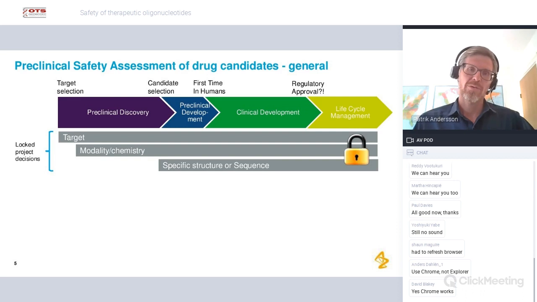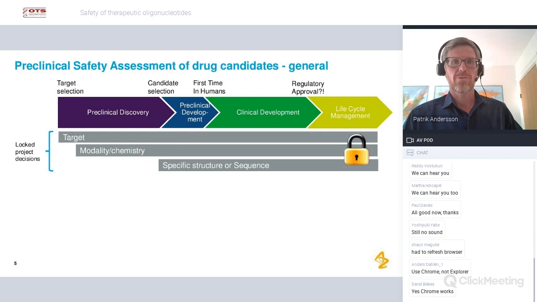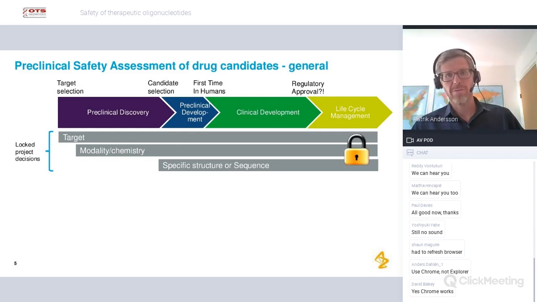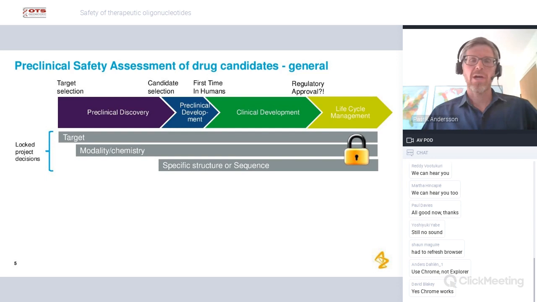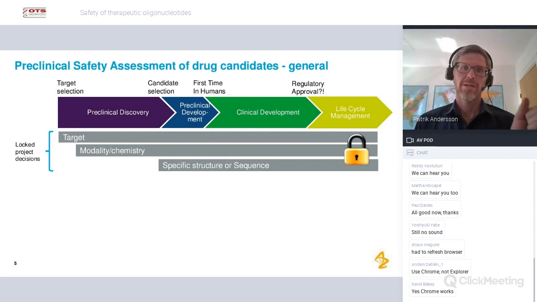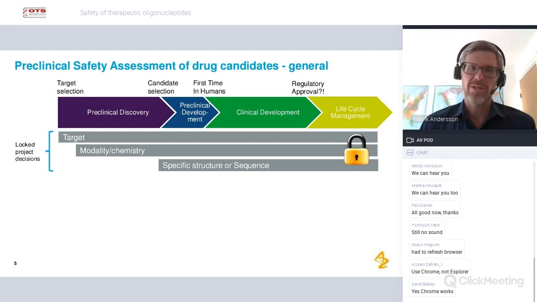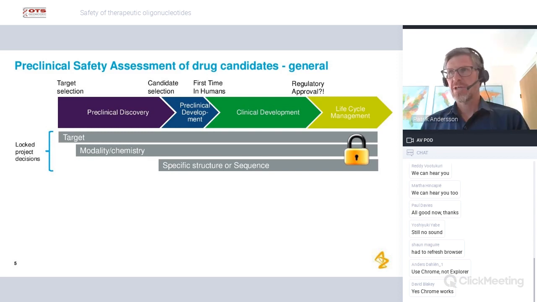Normally, in most ways of modern drug discovery, you start with identifying a target. That is often the first decision you take, and then that's locked for the remainder of the project. You then think, okay, how to really modulate this target. Then you can choose different modalities, you can choose different chemistries, et cetera. So that happens quite early on in the project. That's driven by the type of target you have and also where it is expressed, and how you want to modulate it: activate, inhibit, or whatever. The specific structure or sequence for oligos follows a bit later on. You can lock that down a bit later.